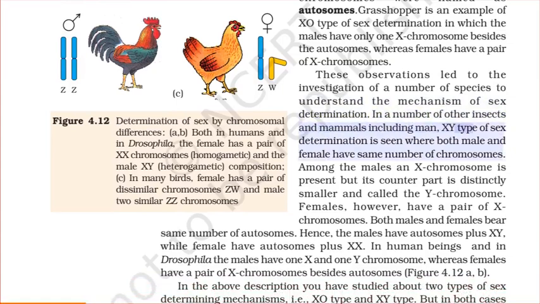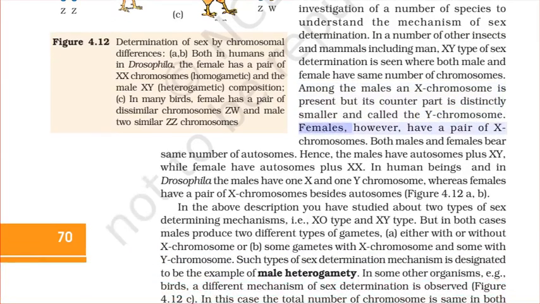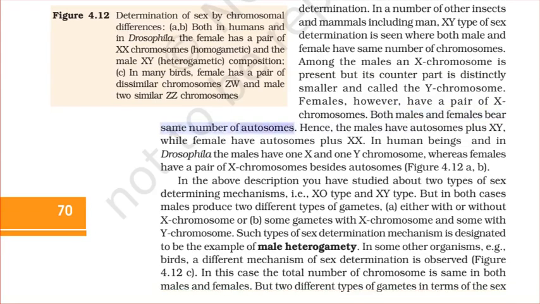XY type of sex determination is seen where both male and female have the same number of chromosomes. Among the males, an X chromosome is present, but its counterpart is distinctly smaller and called the Y chromosome. Females, however, have a pair of X chromosomes. Both males and females bear the same number of autosomes. Hence, the males have autosomes plus XY, while females have autosomes plus XX. In human beings and in Drosophila, the males have one X and one Y chromosome, whereas females have a pair of X chromosomes besides autosomes.